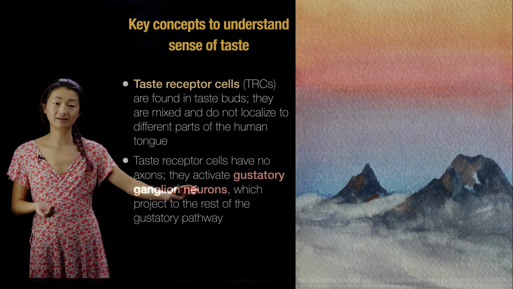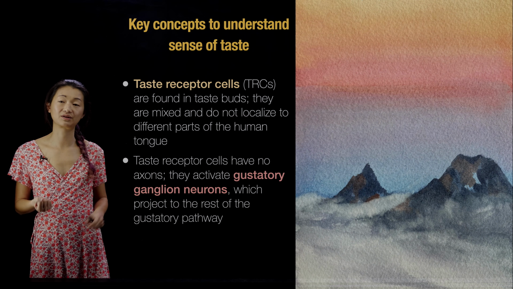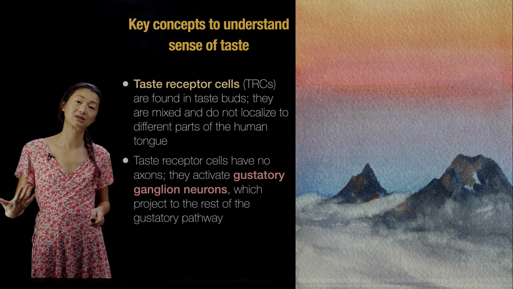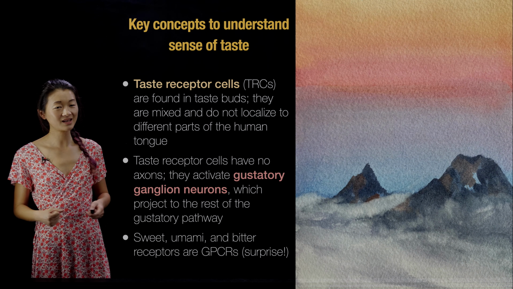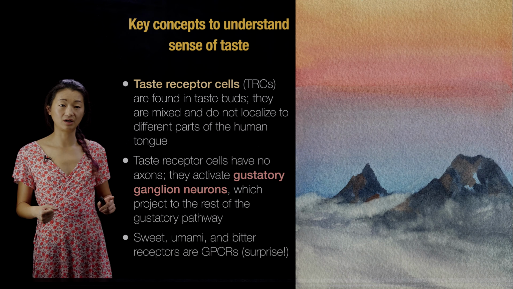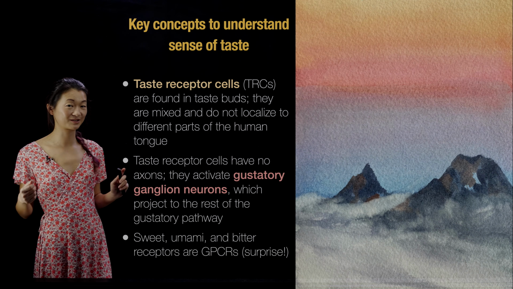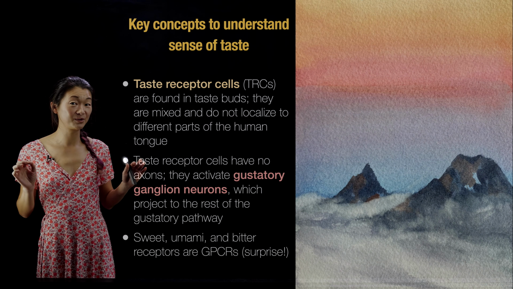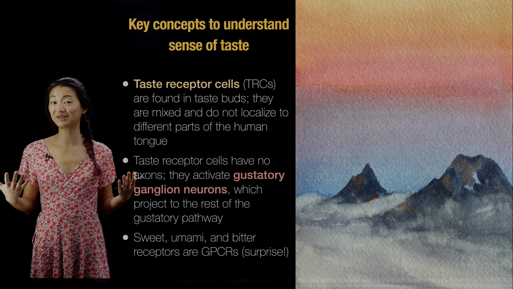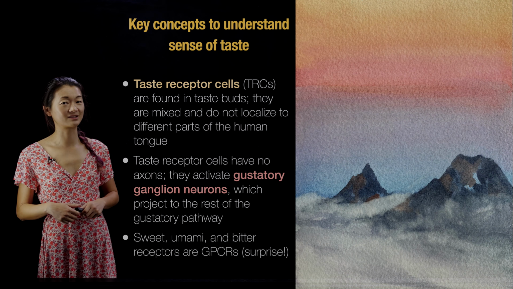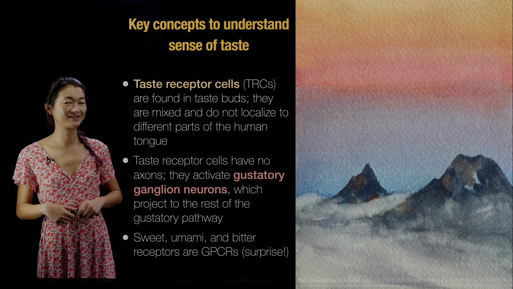So the gustatory ganglion neurons project to the rest of the gustatory pathway, including going through the thalamus and then to cortex, and from cortex to other places unknown. The sweet, umami, and bitter receptors are all GPCRs, which is hopefully not a surprise to anyone at this point. This is not the last time you'll hear about GPCRs, because the next lecture is going to be about your sense of smell, and you will also not be surprised to hear that there are GPCRs in the smell system as well.